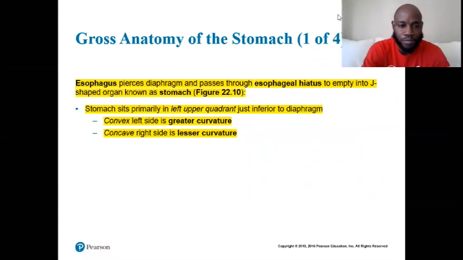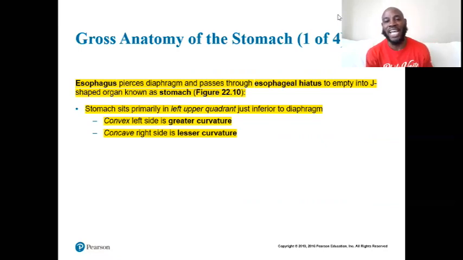The anatomy of the stomach: the esophagus pierces the diaphragm. So remember the diaphragm, where your heart and your lungs sort of sit on your diaphragm. The esophagus pierces the diaphragm, passes through the esophageal hiatus to empty into the J-shaped organ known as the stomach, primarily in the left upper quadrant, right? Convex side is called the greater curvature. Concave side is called the lesser curvature. Convex, concave.